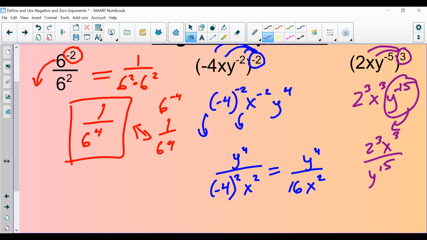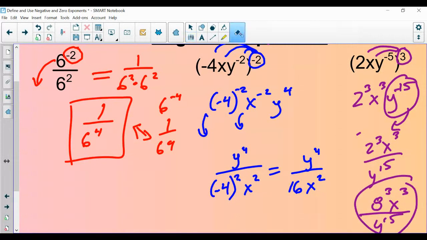Now, recall, this might be the answer. Or if I said simplify your exponents completely, 2 to the third is 8. So your answer would be 8 x to the third over y to the 15th. Sorry, not 8 to the third, just 8.